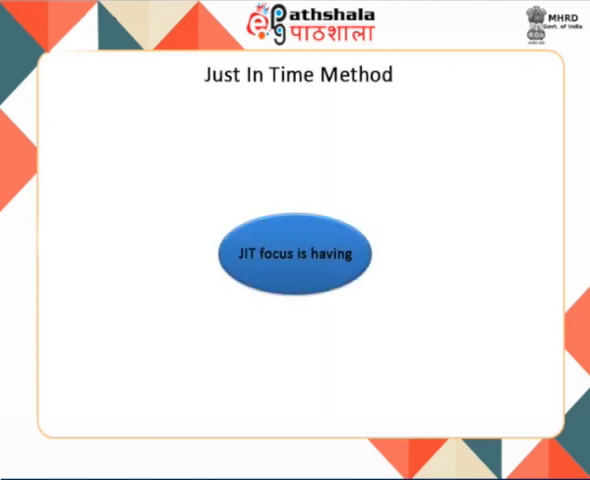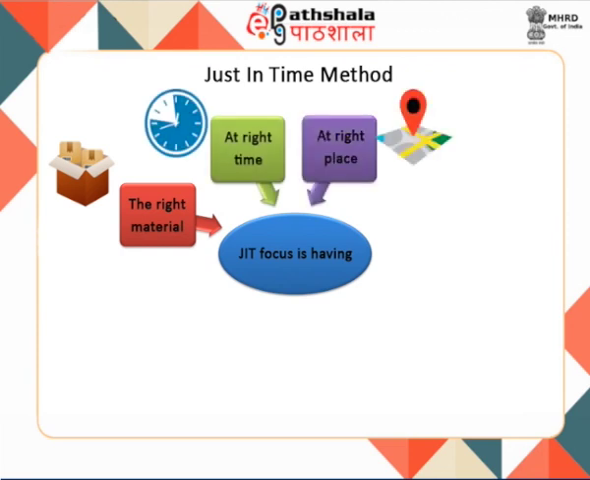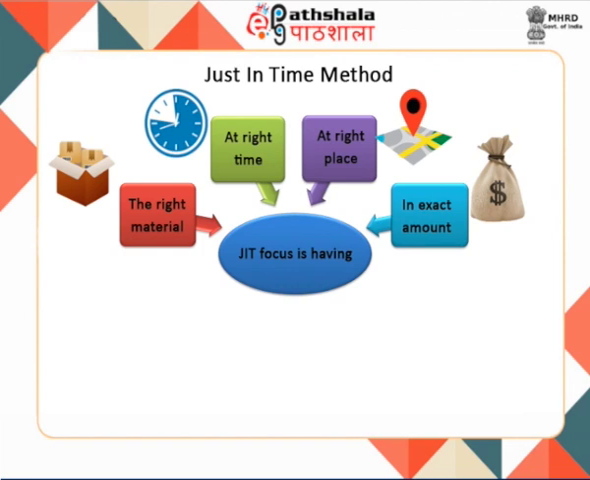The just in time, commonly known as JIT, inventory system's focus is having the right material at the right time, at the right place, and in the exact amount, without the safety net of inventory. The JIT system has broad implications for a company using it. Just in time is a production strategy that strives to improve a business's return on investment by reducing in process inventory and associated carrying costs.